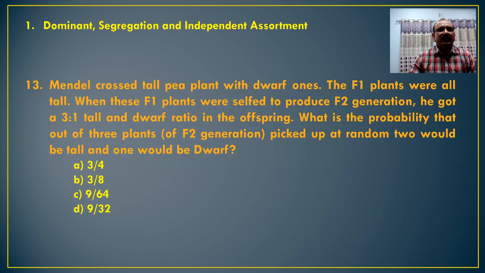In the 13th question, Mendel crossed a tall pea plant with a dwarf one. The F1 plants were all tall. When these F1 plants were selfed to produce the F2 generation, he got a 3:1 tall to dwarf ratio in the offspring. Now what is the probability that out of 3 plants of the F2 generation picked at random, 2 would be tall and 1 would be dwarf? We have to focus on this, and accordingly calculate the probability for such a progeny.